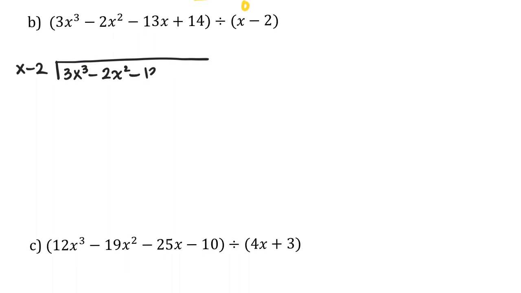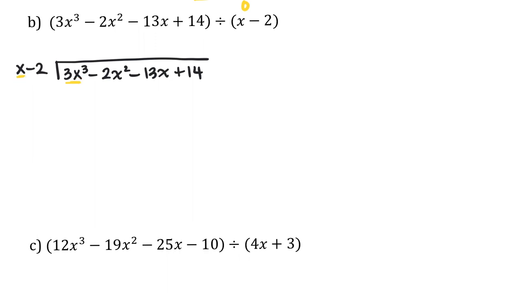And make sure you copy it carefully, because you don't want to make a mistake and then have to start over again. Okay, remember, I just start first. What do I times x by to get 3x to the third?